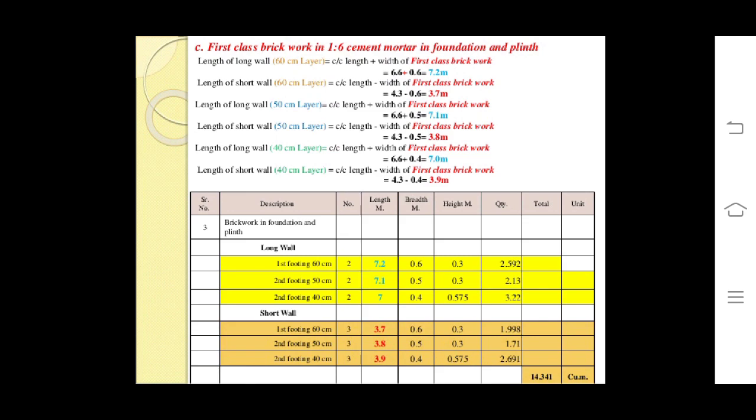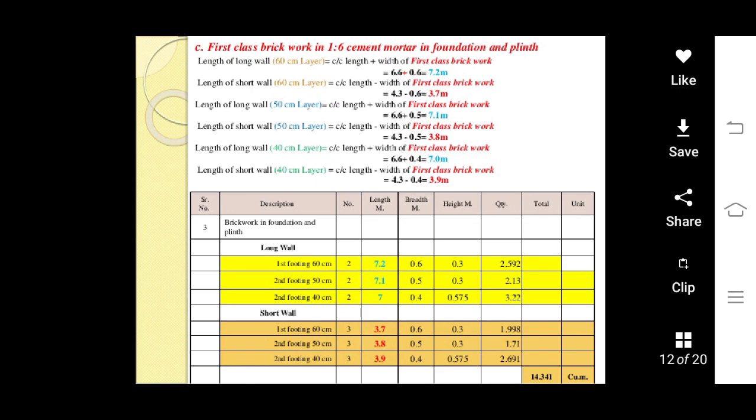Now third item is first class brickwork in 1:6 cement mortar in foundation with different wall widths, that is 60 centimeter, 50 centimeter and 40 centimeter. The length of long wall for 60 centimeter layer can be calculated by adding center to center length plus width of item, that is 0.6, which is equal to 7.2, and for short wall it is deduction of 0.6 from 4.3, which is equal to 3.7.